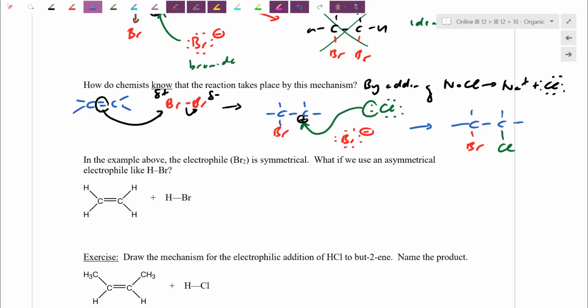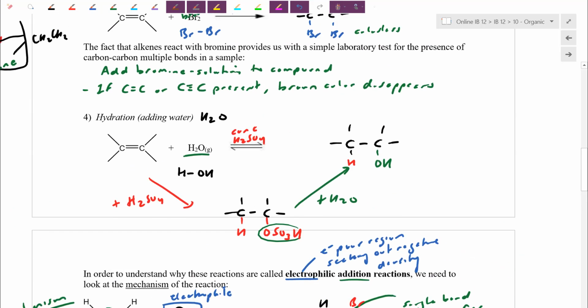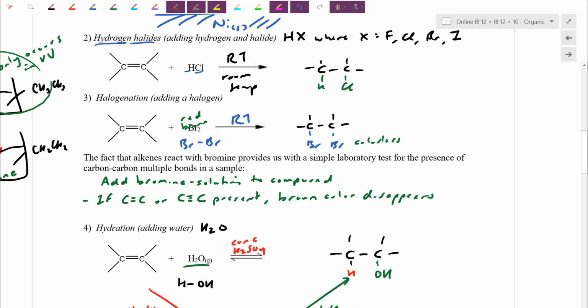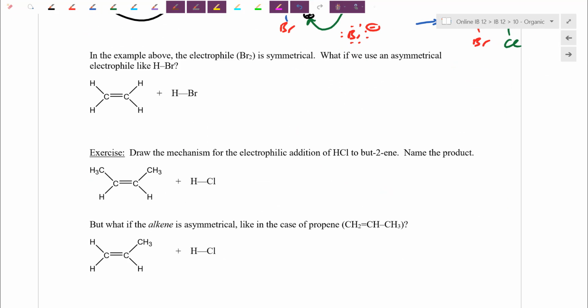Couple other side notes as we just finish off here. In the example above, the electrophile Br2 is symmetrical. You can't tell one Br from the other Br. What if we used an asymmetrical electrophile here? We had already added a hydrogen halide from previous. This one here was asymmetric. We saw the hydrogen add to one side, the halide add to the other. Now we know the mechanism, we can actually make some predictions.